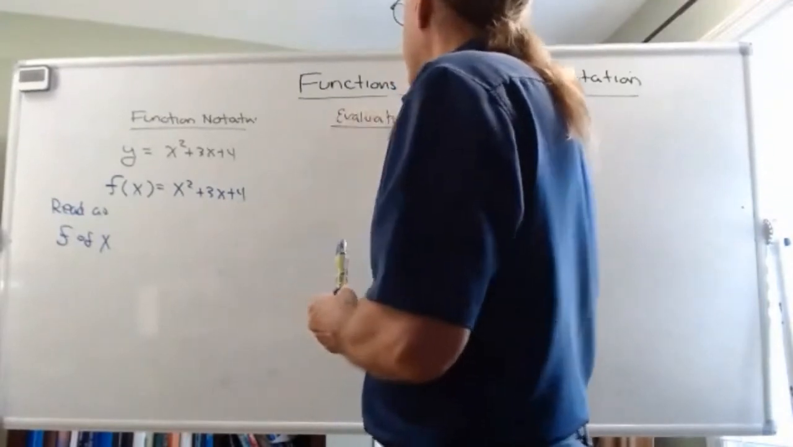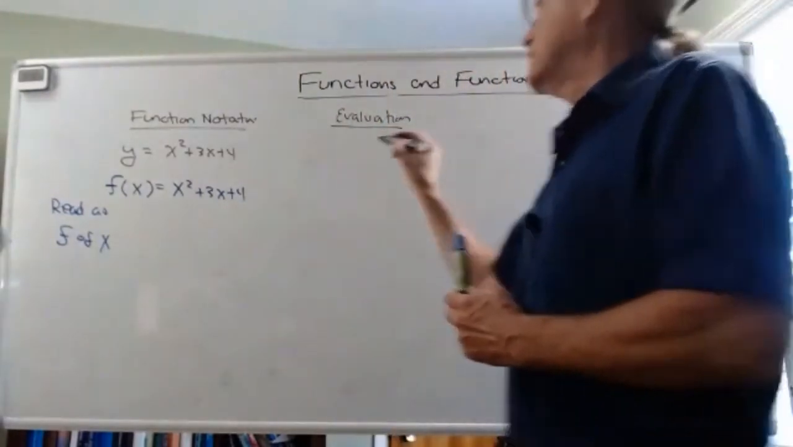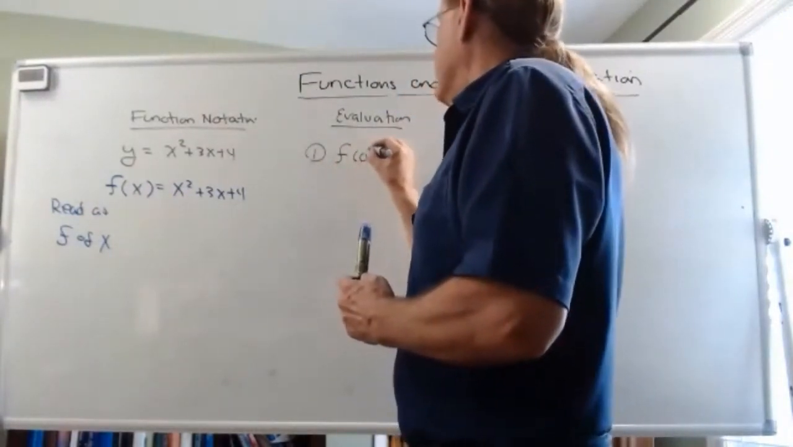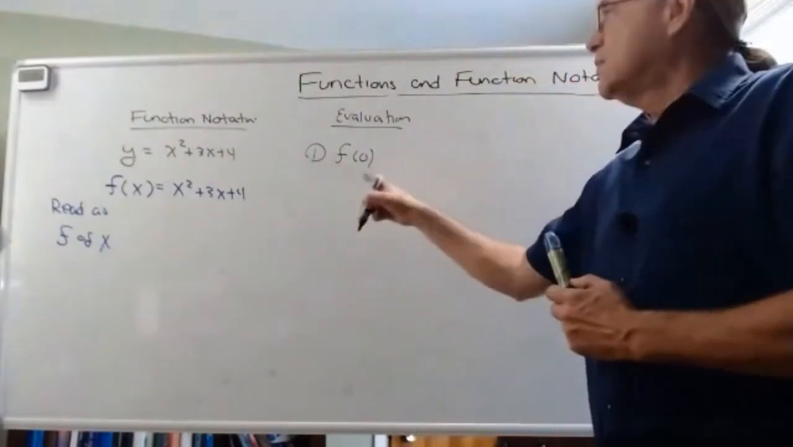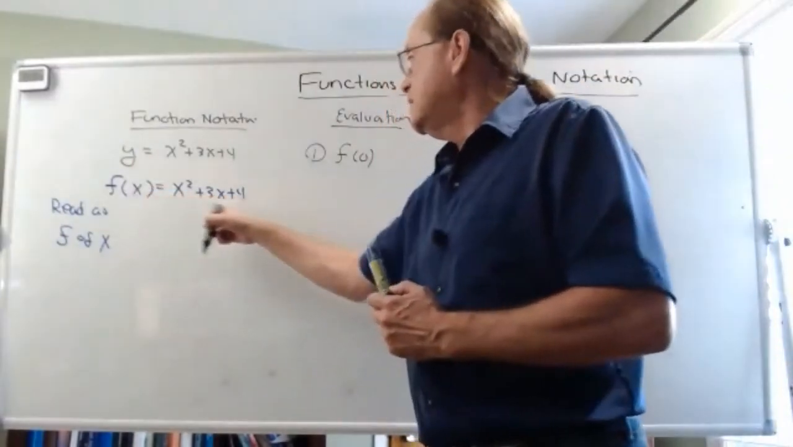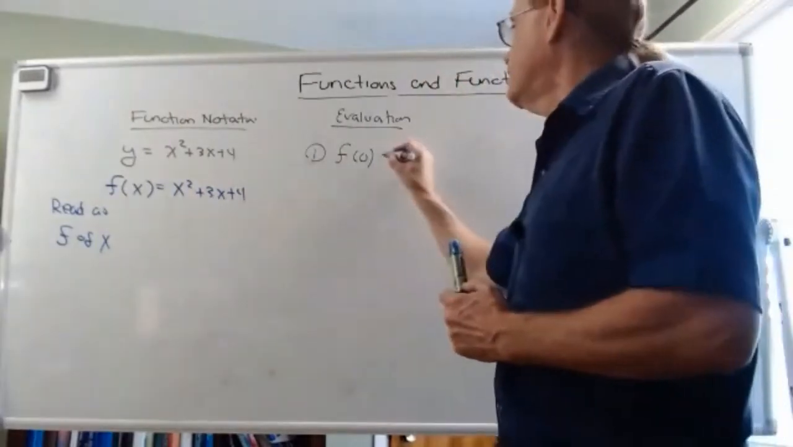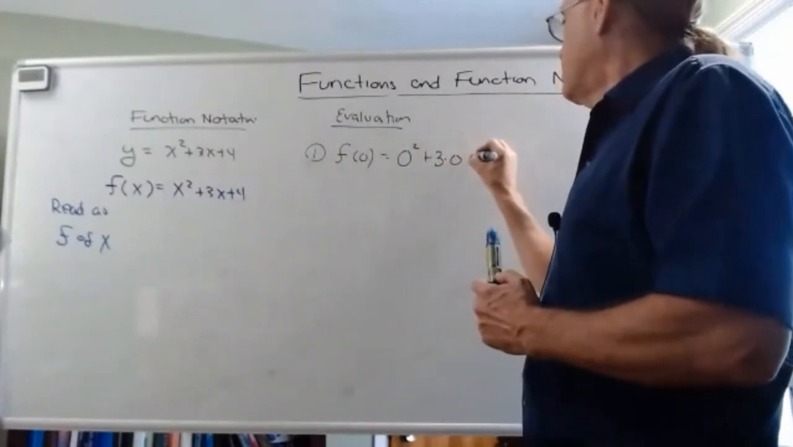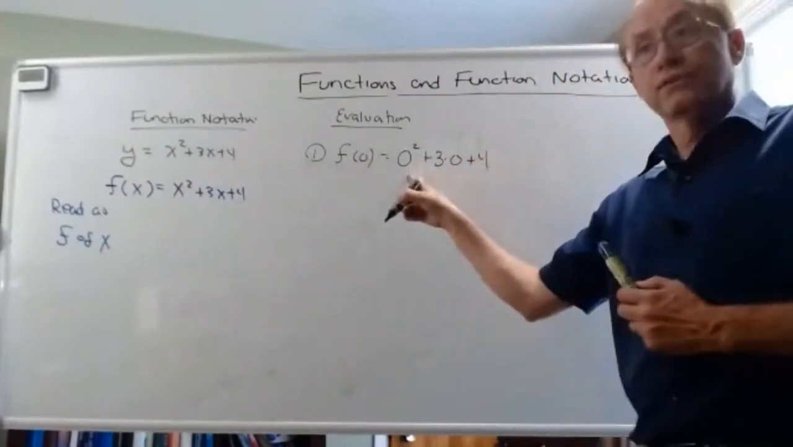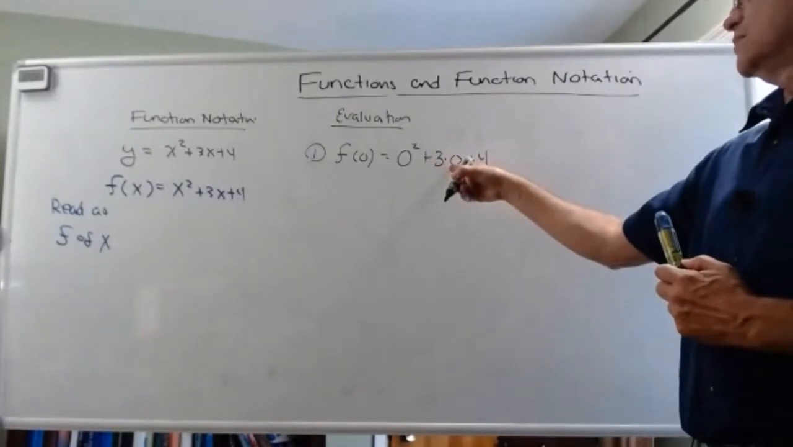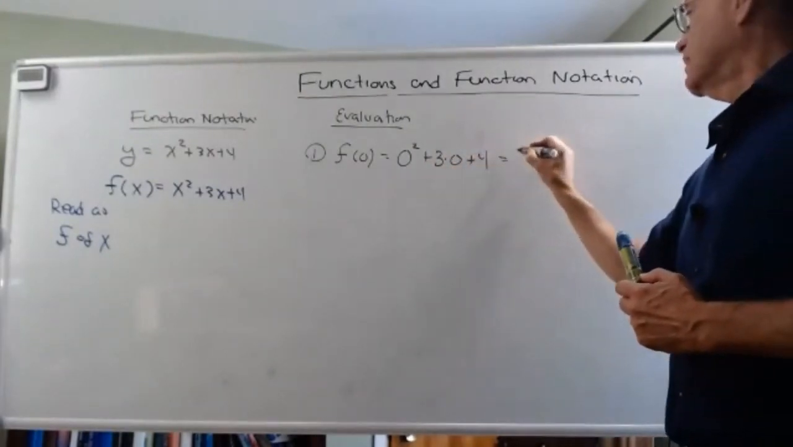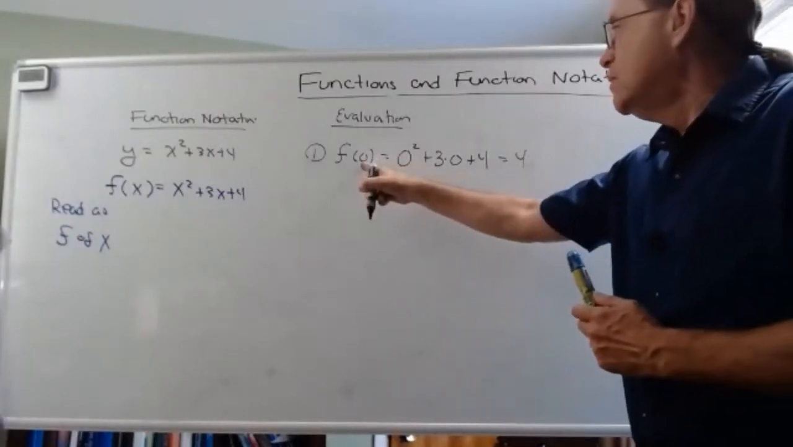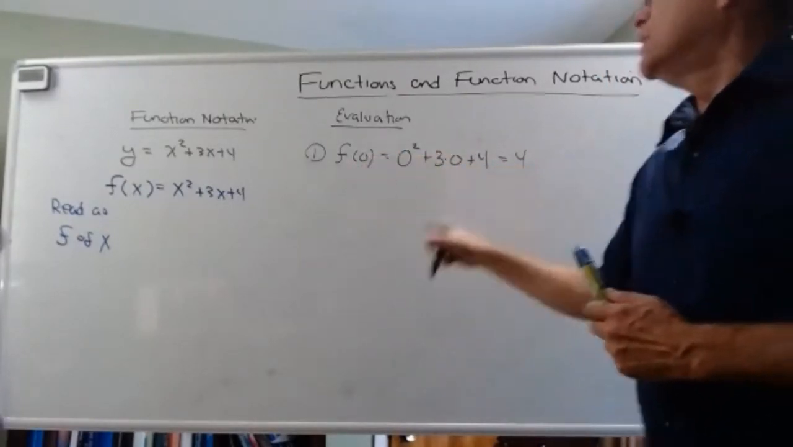We can use this to give us some simple ways of doing evaluation. So for example, say I ask, can you find F at 0? All this means is wherever I have an x in here, I replace it with 0. So that's 0 squared plus 3 times 0 plus 4. Well, 0 squared is certainly 0. 3 times 0 is 0. Plus 4, so that's it. It's a very short way of evaluating. It says when x is equal to 0, y, or F of 0, is equal to 4.